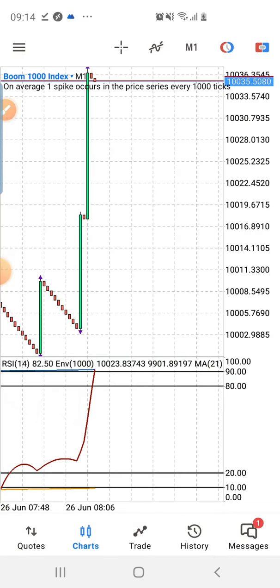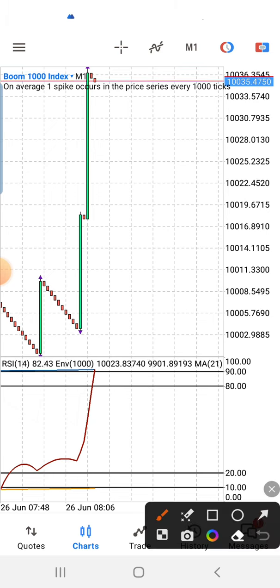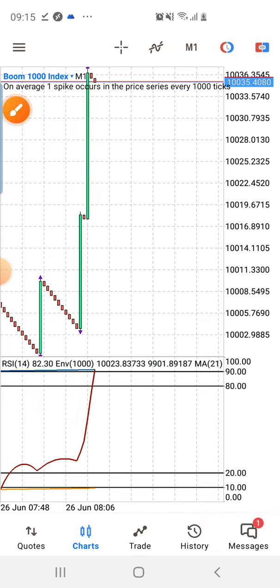Okay, you can see now, look at what I'm talking about. The price is here. Okay, the price is at overbought, which is level 90 and 80. Even our envelopes is also there, so we are expected to sell. Okay, so what we need to do, which is the bonus I'm going to be sharing with you.